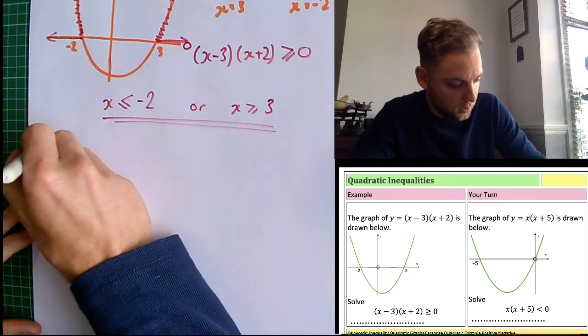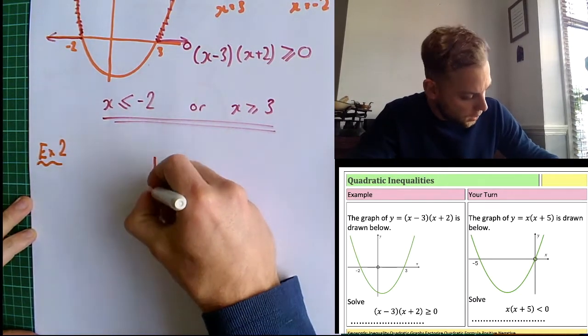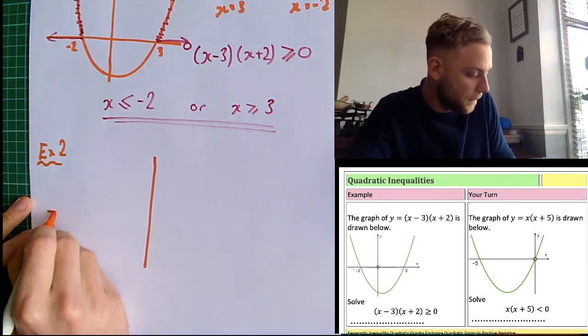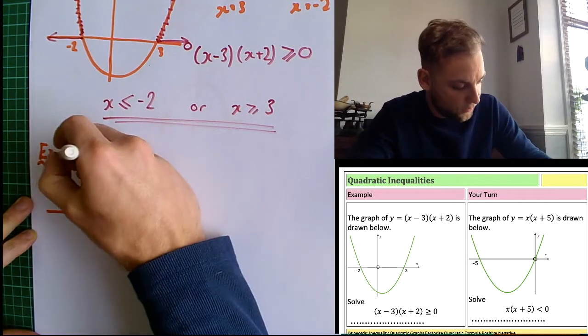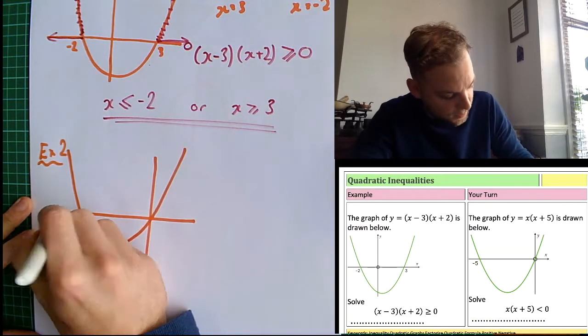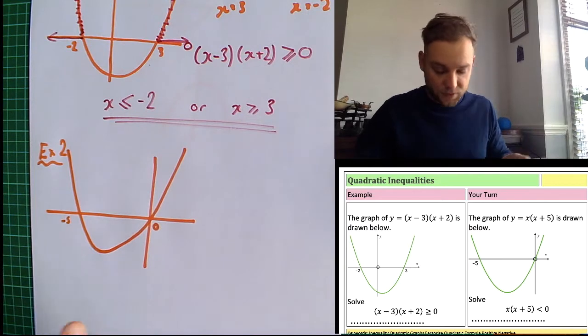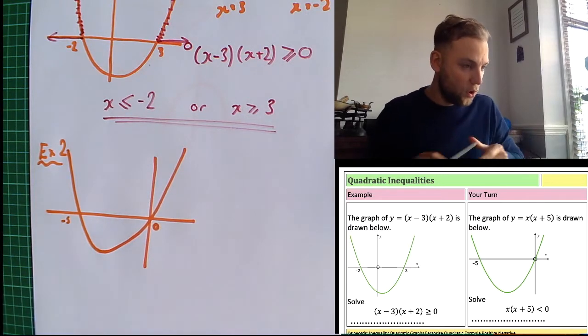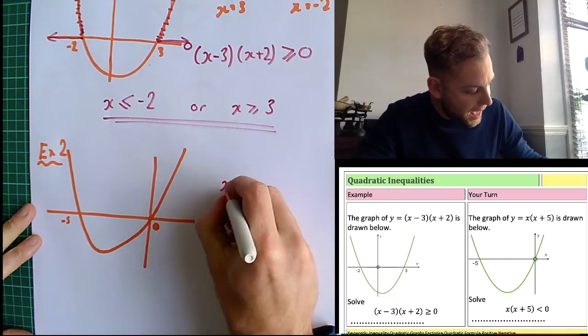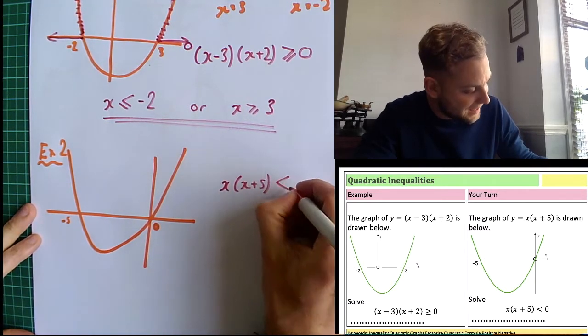So here we've got example 2. Here we've got our graph like so. This time it's cutting through minus 5 and 0 there. So this one here is minus 5 and this one 0. Now, remember, we're not asked for any of that here. We're just asked to solve when x times x plus 5 is less than 0.